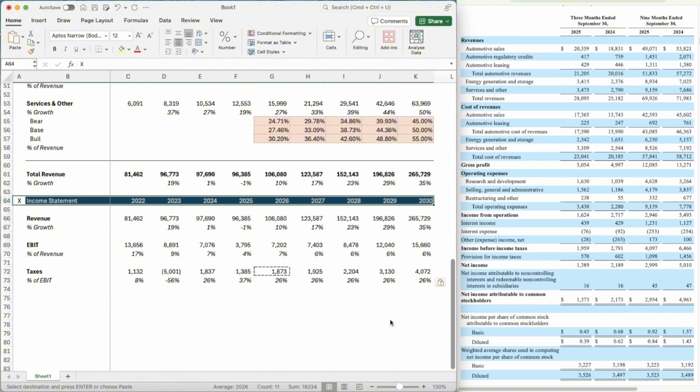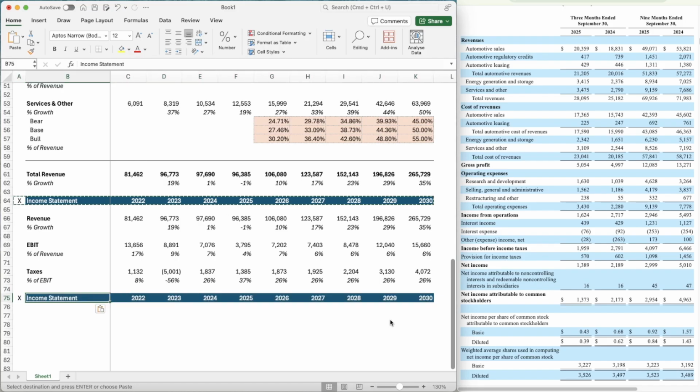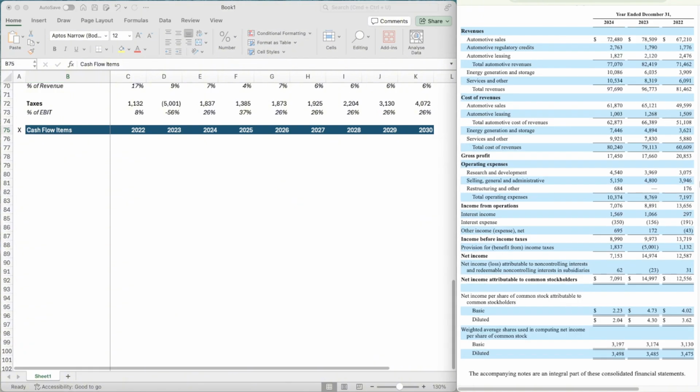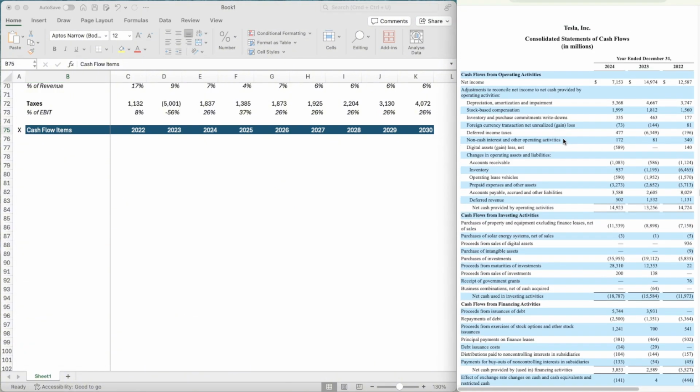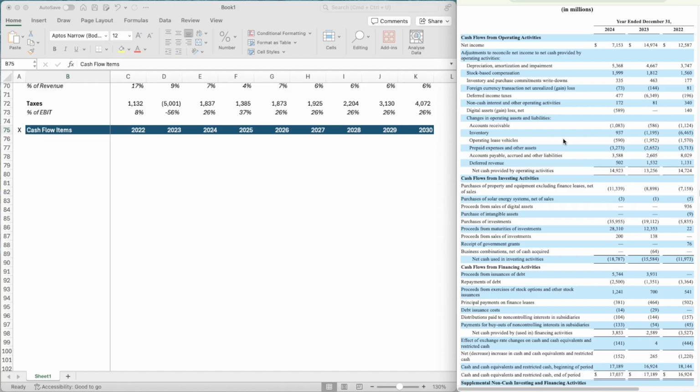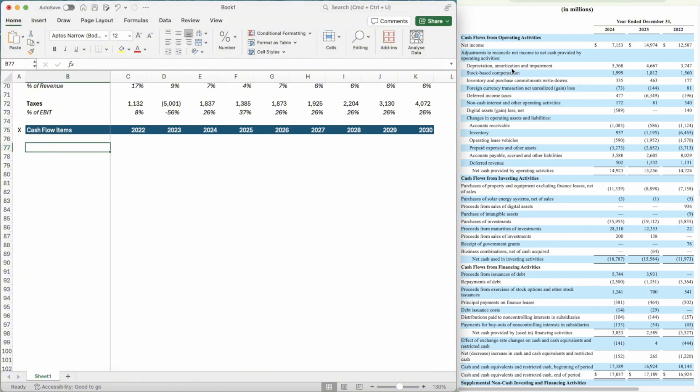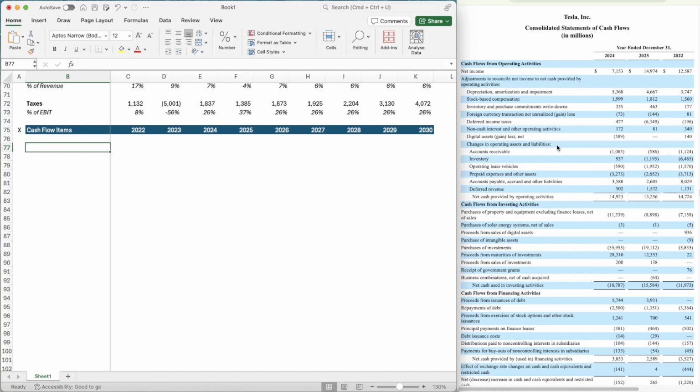Next are the cash flow items, and we find these on the cash flow statement, which is here. Normally it goes balance sheet, income statement, then cash flow items, but this one is always at the end. So we want depreciation, amortization, and impairment. Then we want CapEx, which is purchases of property and equipment, excluding finance leases, net of sales. Then the next thing we want is the change in net working capital, which is the sum of these here.